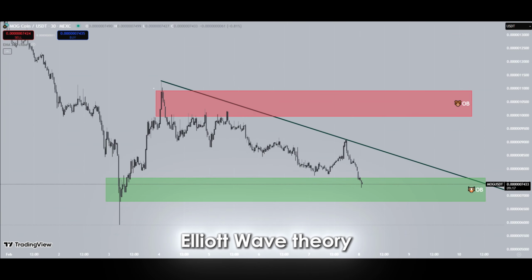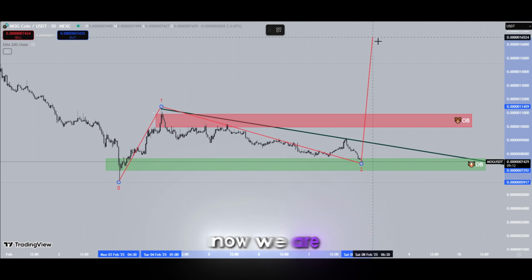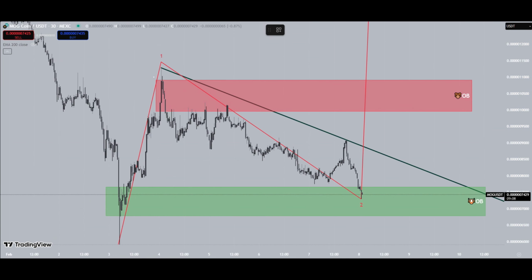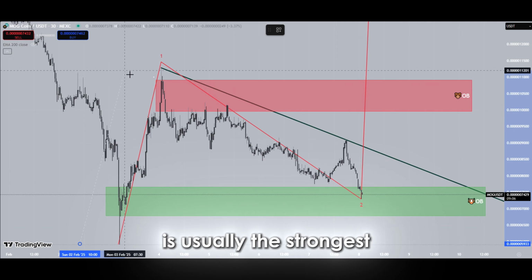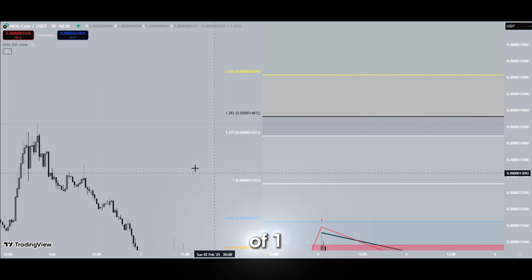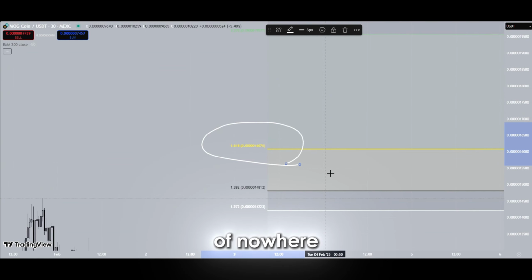According to the Elliott wave theory, it has completed the first and second waves. Now, we are entering the third wave phase where the strongest movement is expected to take place. The third wave is usually the strongest bullish wave of the market, and it needs to reach a minimum Fibonacci level of 1.618. Remember that the third wave comes suddenly out of nowhere.